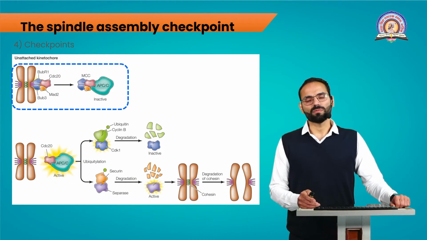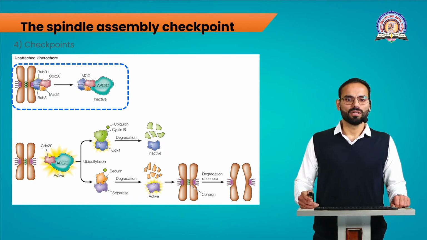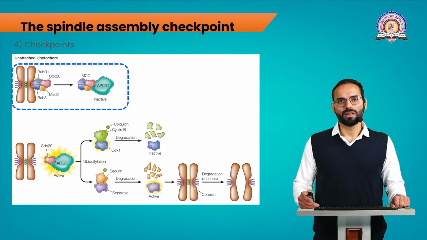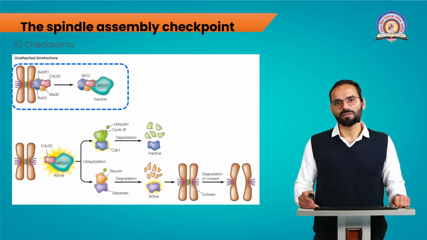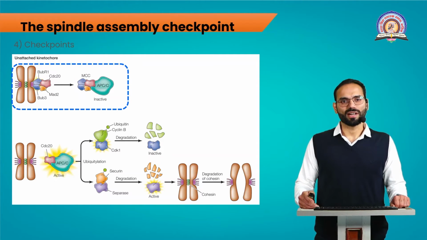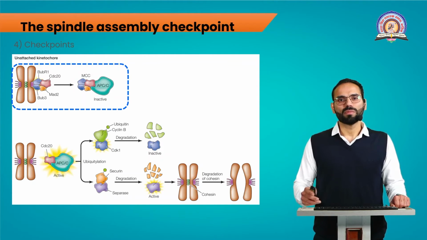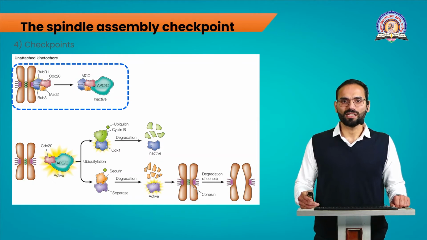This mitotic checkpoint complex consists of different proteins that include BUBR1, MAD2, BUB3 and CDC20. As we have already seen in some of my previous slides, CDC20 is an activator of the anaphase promoting complex. So because of an unattached kinetochore, this MCC complex is activated, and that in turn leads to inactivation of the anaphase promoting complex by sequestering one of its important catalytic subunits, that is CDC20.